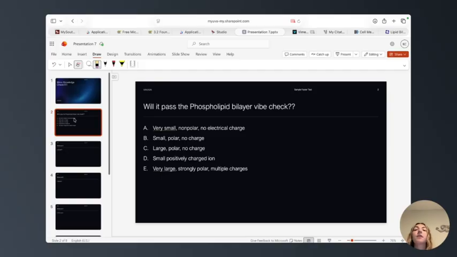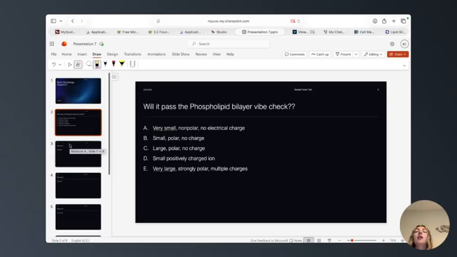Molecule A is very small, nonpolar, no electrical charge. Molecule B is small, polar, no charge. Molecule C is large, polar, no charge. Molecule D is a small, positively charged ion. And molecule E is a very large, strongly polar, multiple charged molecule.